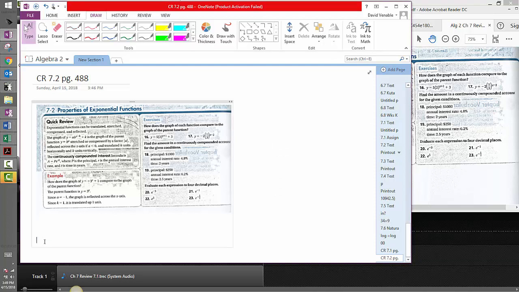All right, so I'm going to start with number 16, and here's what they want us to do. They just want us to compare the parent graph compared to this graph right here. Now let's write down the equation. Y equals 5 times 2 to the power of x plus 1, and then that plus 3. All right, so here's what this thing looks like. We know it's an exponential function, okay?